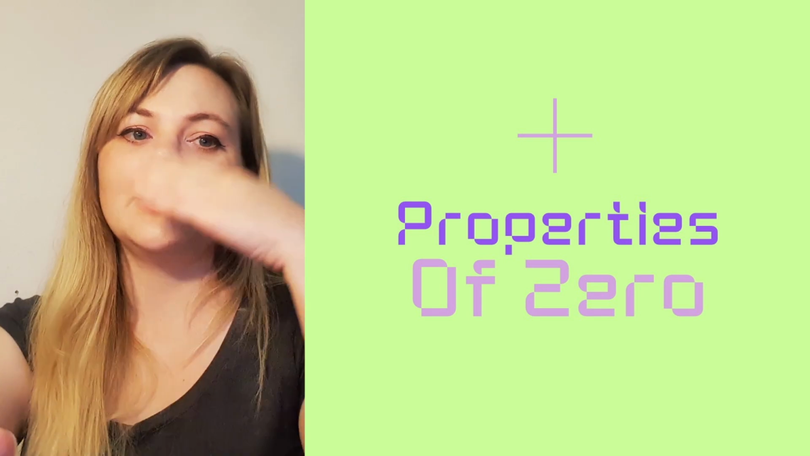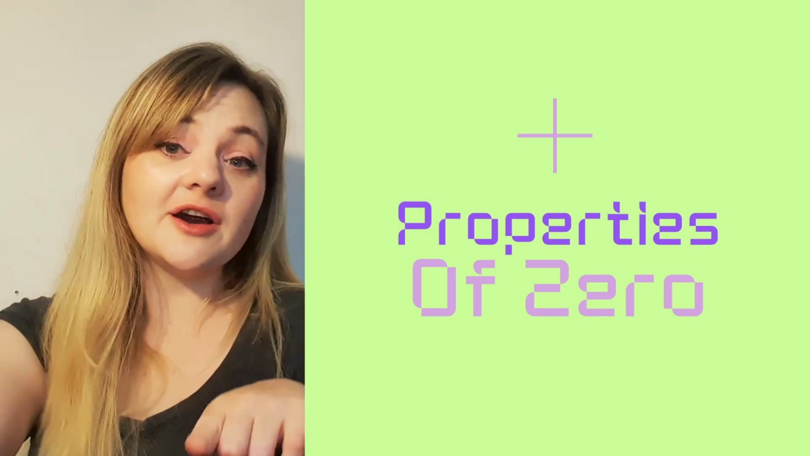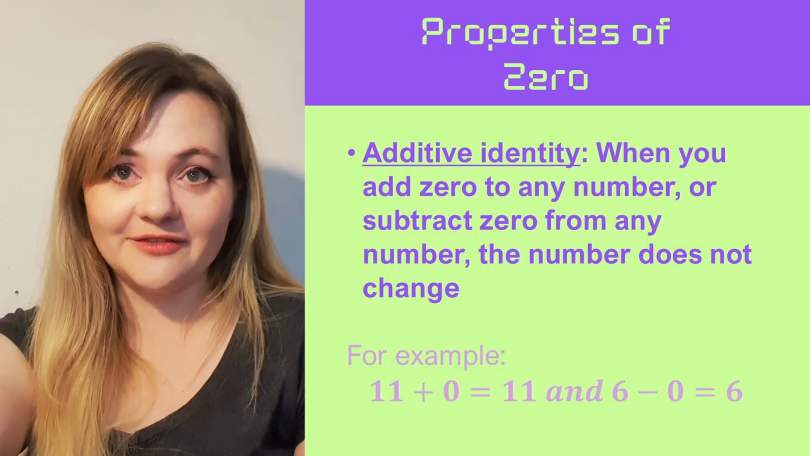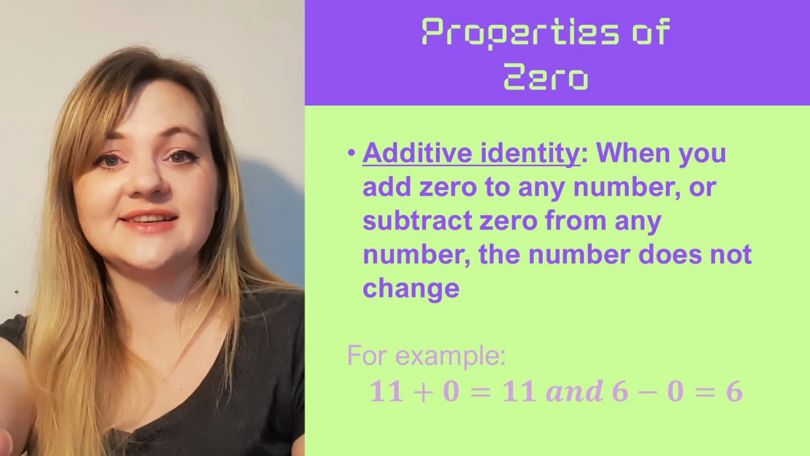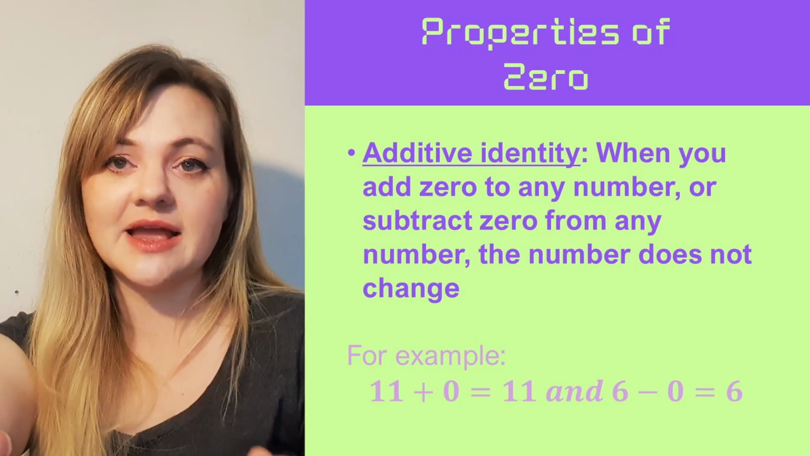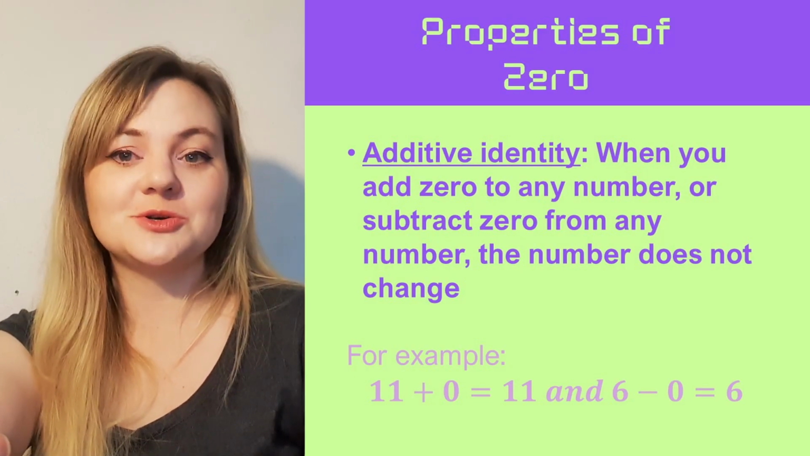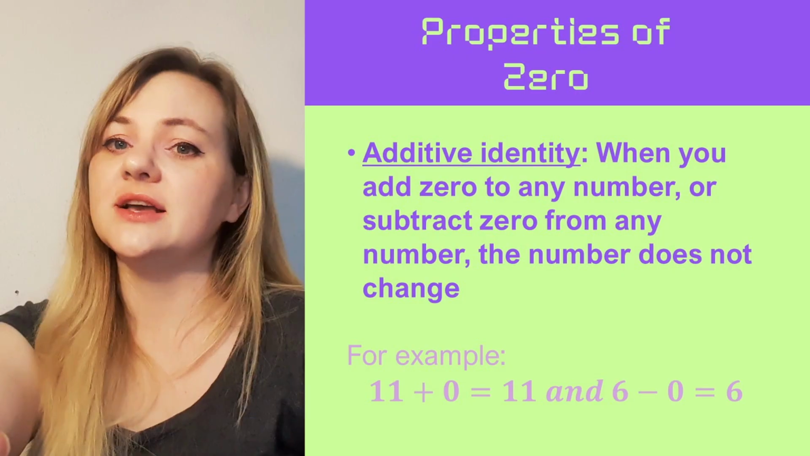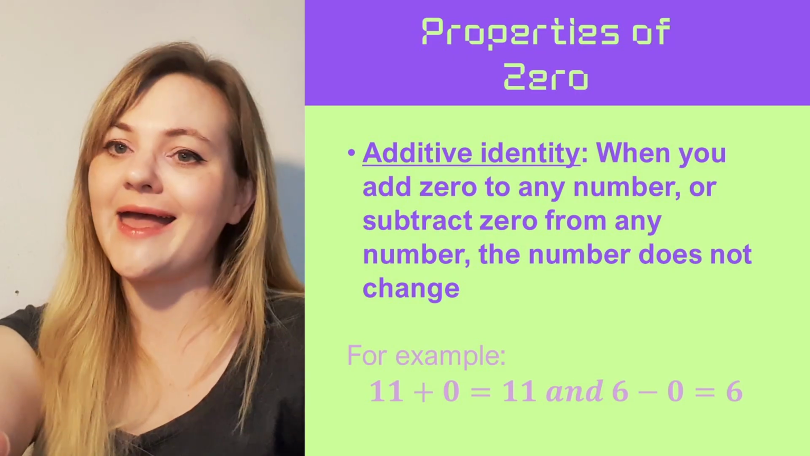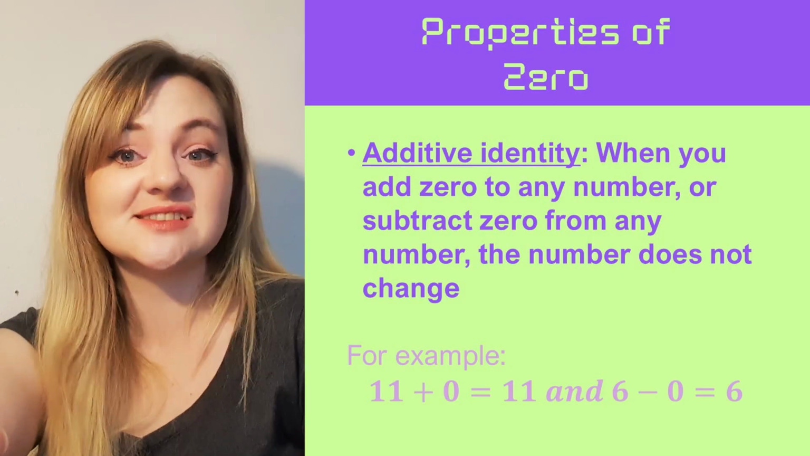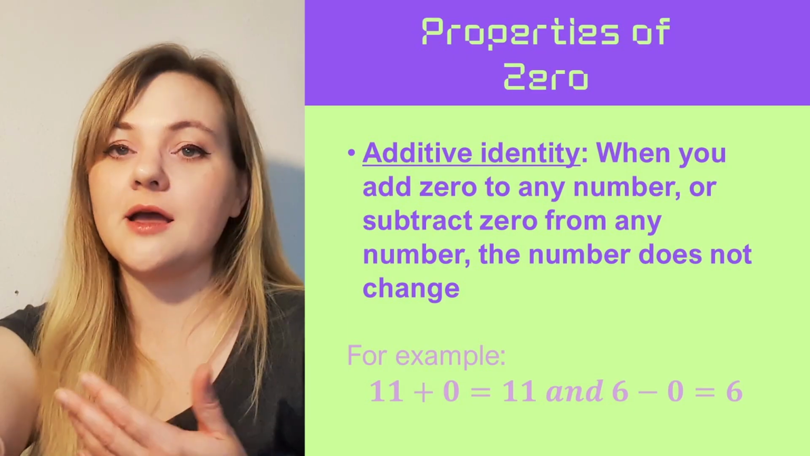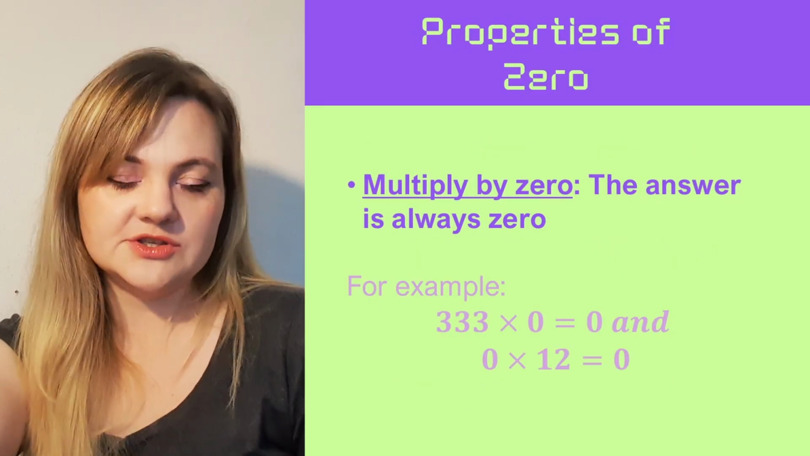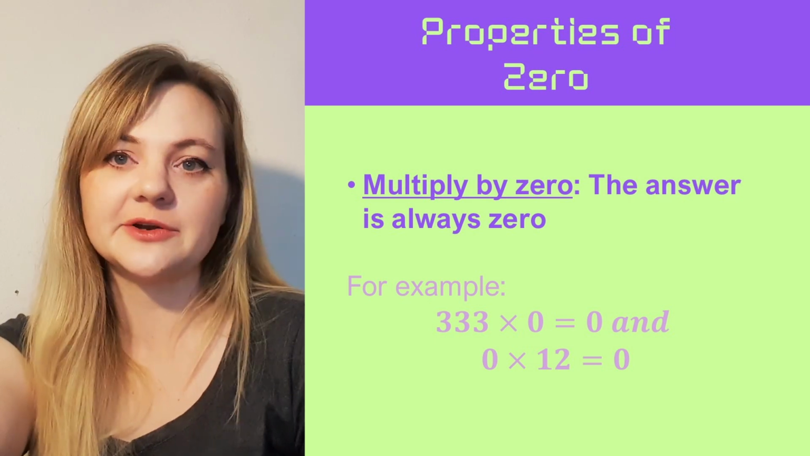All right, now properties of 0. Here are actually a few more properties. So first of all, we've got the additive identity. Once again, identity means it stays the same. So if you add or subtract 0 to or from any number, it stays the same. 11 plus 0 is 11, and 6 minus 0 is still 6. All right, another property of 0 is that if you multiply by 0, the answer is always 0. Does not matter what it is.